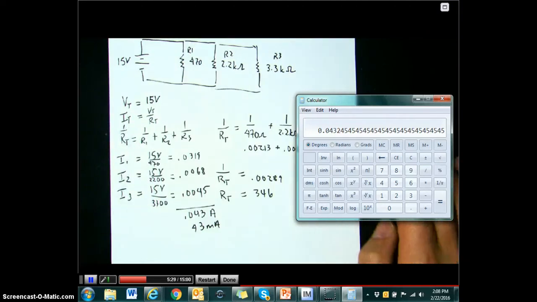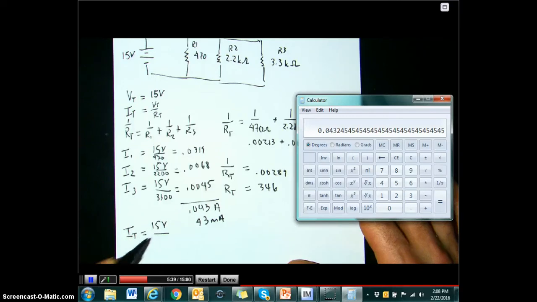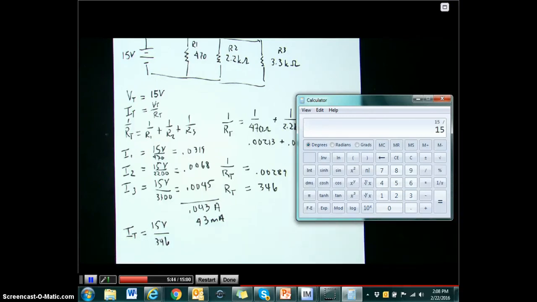Now, if I did my calculation up top and just took my total voltage divided by the total resistance, what do you think would happen? You get roughly the same thing. My total voltage for IT was 15 volts. My total resistance was roughly 346. So if I take 15 divided by 346, what do you know? You get roughly the same answer. Okay?